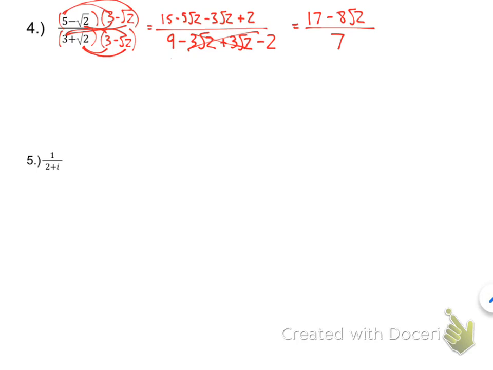Some books, some problems may ask you to separate those. So you could say it's 17 over 7 minus 8 square root of 2 over 7, right? Not that big of a deal. The same thing happens with 5. But before we get to 5, are there any questions?